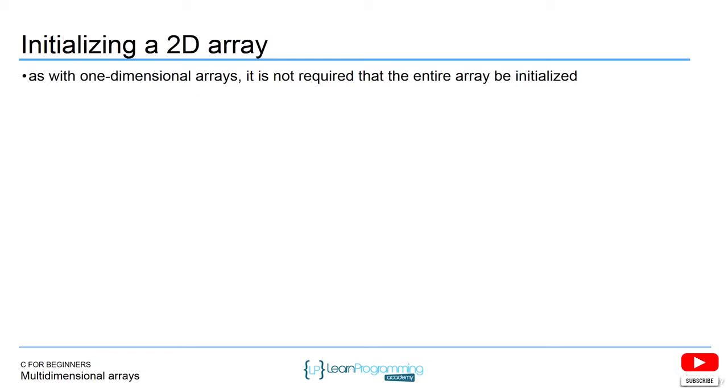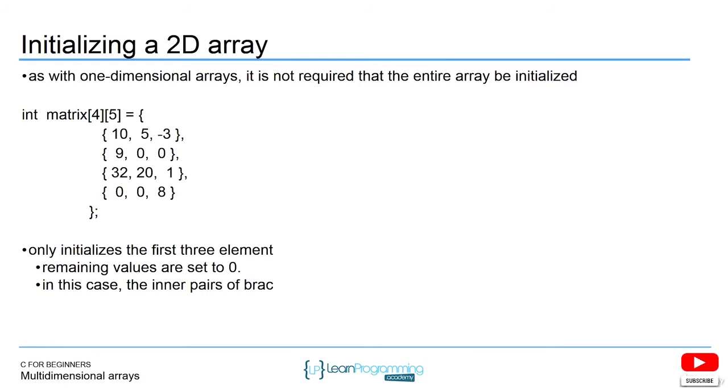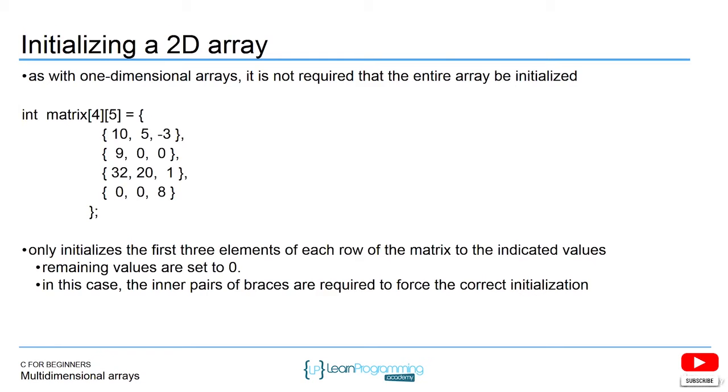As with a one-dimensional array, it's not required to have the entire array be initialized. You can just initialize certain areas. So in this example, we're creating a two-dimensional array with 4 rows and 5 columns. We're only initializing the first 3 elements of each row.